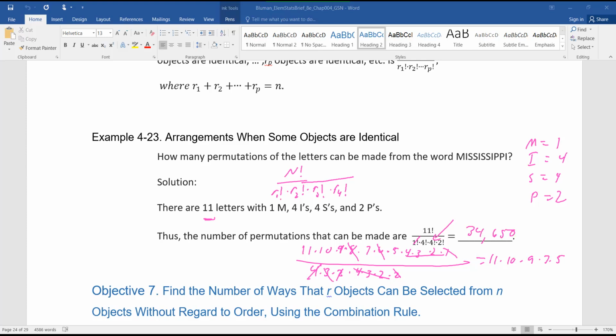But notice, had none of those letters repeated, I would have 11 times 10 times 9 times 8 times 7 times 6 times 5 times 4 times 3 times 2. And I would have 39,916,800 options had all those letters been different. So the fact is that because we don't know which I we're picking, which S we're picking, which P we're getting, we're going to just grab it. We don't know which one it falls into. It drastically reduces how many combinations you can have. Go ahead.